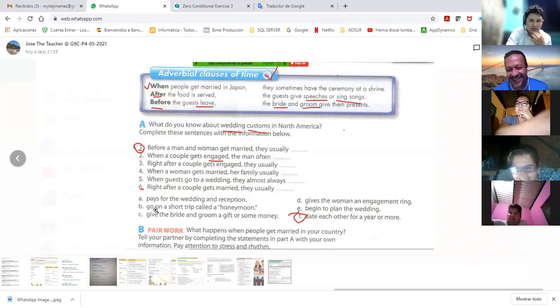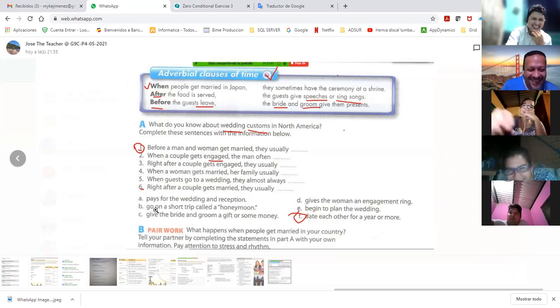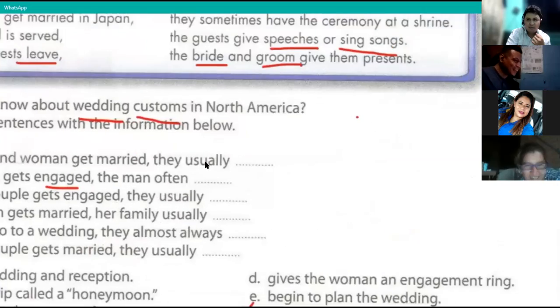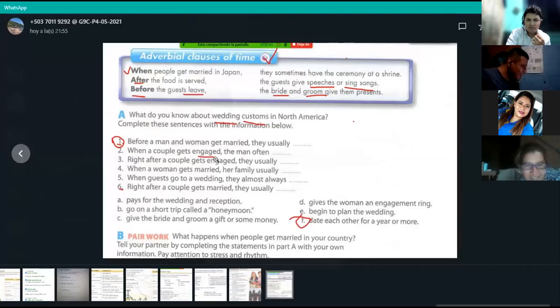Adelante, a celebrar. Usted nos compromete, teacher, con esta pregunta. Por eso que están diciendo de qué tanto sabe de la cultura americana. Okay. No, teacher. Yes, woman. Long short trip called honeymoon. Ya se puede casar. Yes.